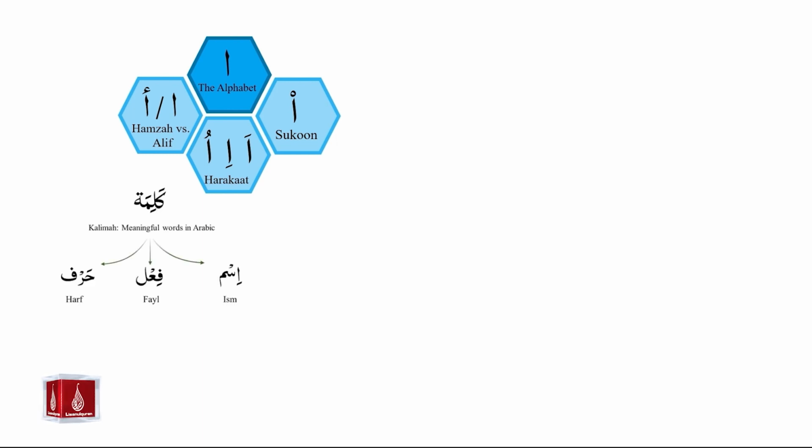We studied that the combination of huruf and harakat, or the combination of alphabets and these symbols, make words. Meaningful words in Arabic are called kalima. There are three types of kalima in Arabic language. These are ism, fail, and harf. We started the study of ism.